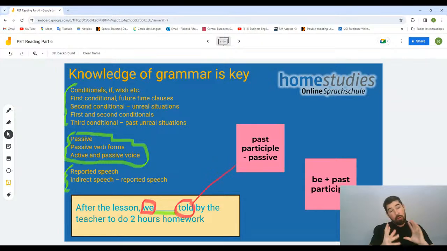Ten seconds. Remember, we've got to put the word in the correct conjugation. We've got to put the verb in the correct conjugation to complement we. After the lesson, we told by the teacher to do 2 hours homework. Any guesses?